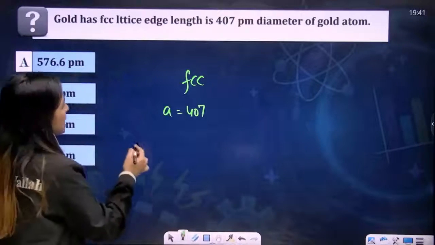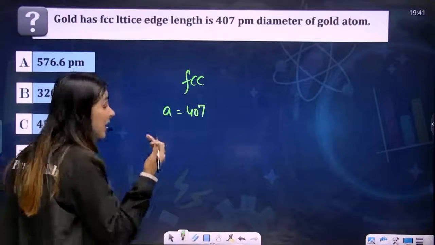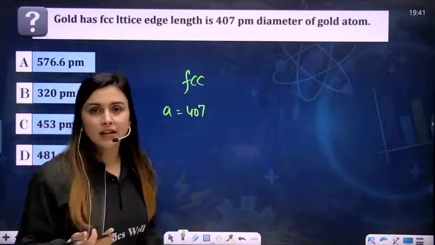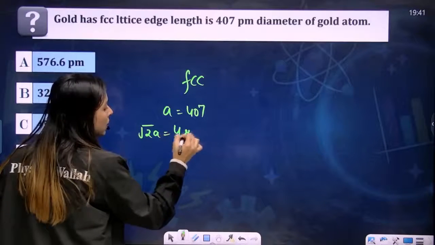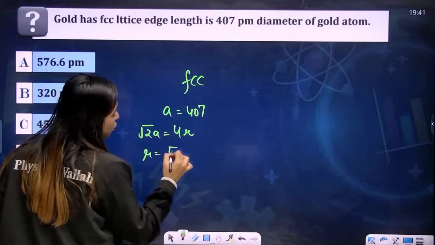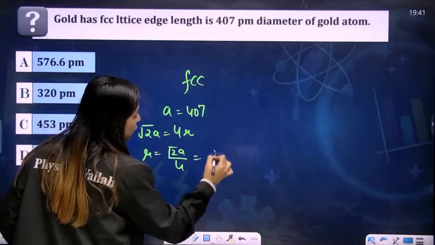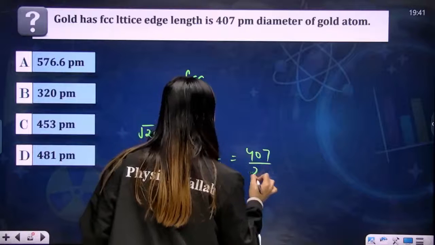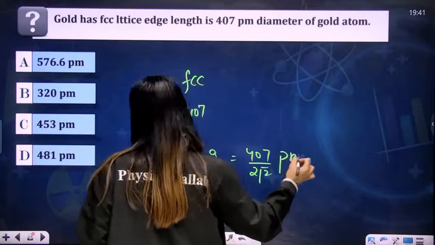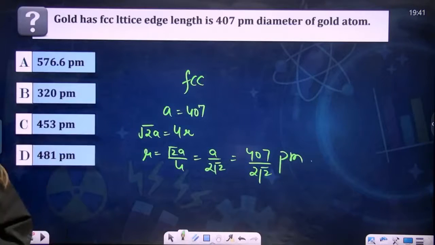Since it is FCC, you know that the atoms will touch along the face diagonal. Since it will touch along the face diagonal, root 2 a will be equal to 4r. So r will be equal to root 2 a upon 4, which is equal to a by 2 root 2, which is equal to 407 upon 2 root 2 picometer. You just have to solve this and you will get your answer.